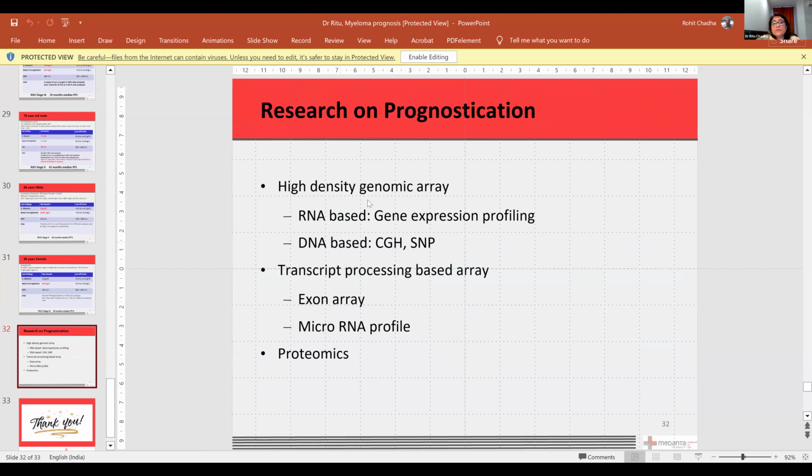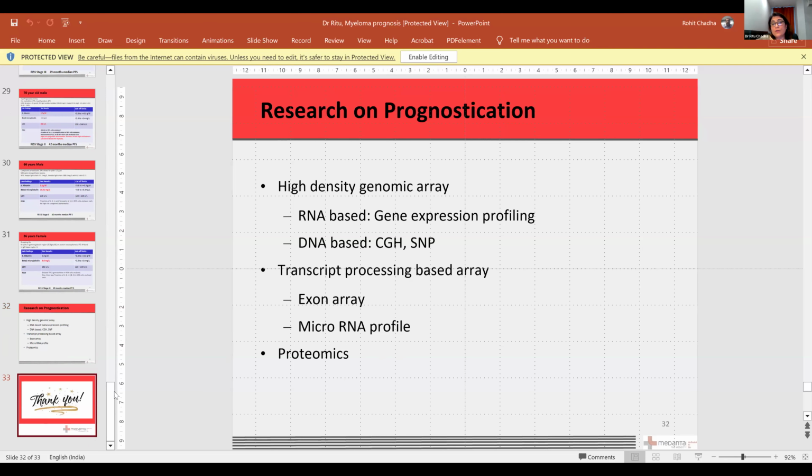The last slide is based on the research which is happening on prognostication tools for myeloma patients. The high density genomic array, RNA based gene expression profiling, DNA based like CGH and SNPs, and transcript processing based arrays like exon array and microRNA profile, and proteomics. Proteomics are under investigation. And I think in India also some of the centers are doing projects on these. Thank you.